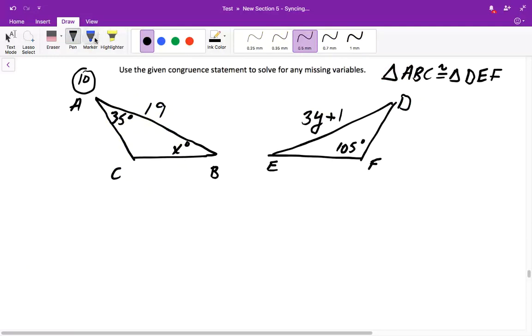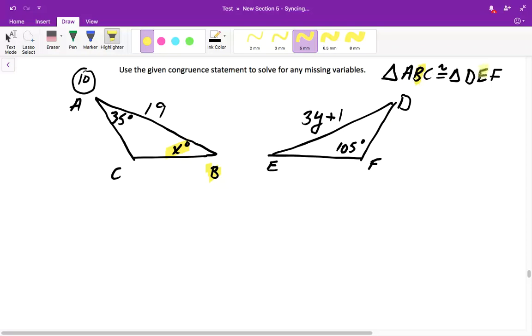All right, so for problem number 9, you are given a congruency statement, and you need to use this in order to solve for any missing variables. So first, let's look and find our variables. The first one I see is x here, and I see x is my angle B. So then I'm going to look at my congruency statement and find angle B. It's the second letter written.